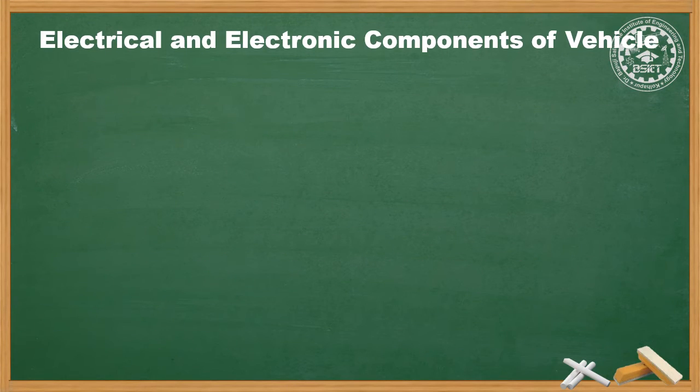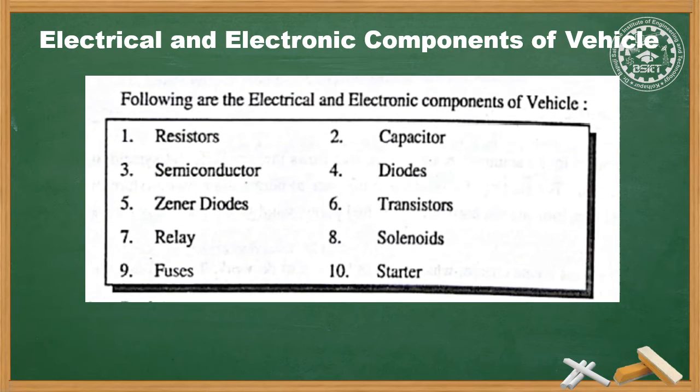Next, the electrical and electronic components of a vehicle. There are a number of electrical and electronic components of a vehicle. The following are given in the figure aside. First, resistors. A resistor is a passive element that opposes the current flow in a circuit. Its function is to limit current flow and thereby voltage in circuits where full current and voltage are not needed. It provides fixed voltage drops.